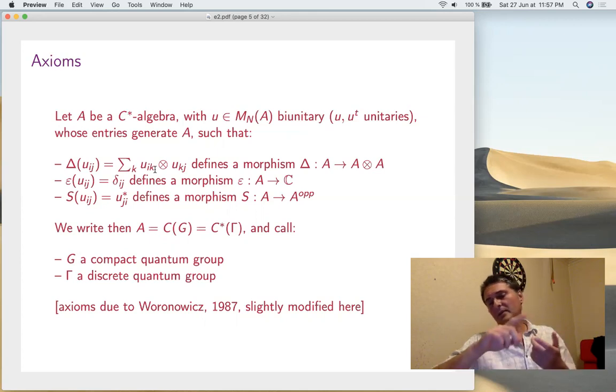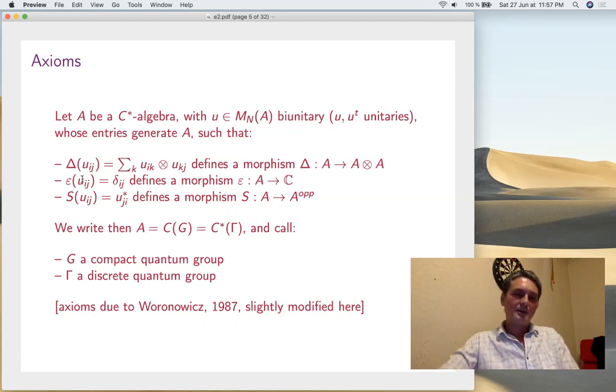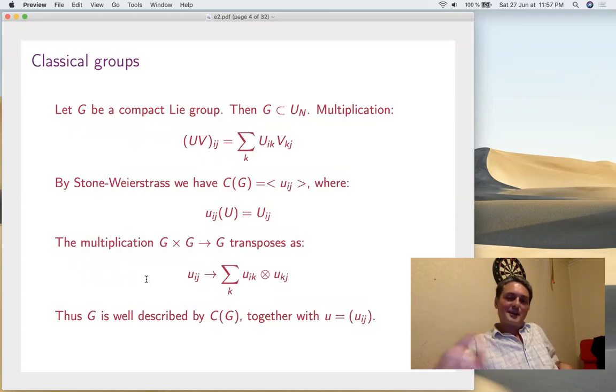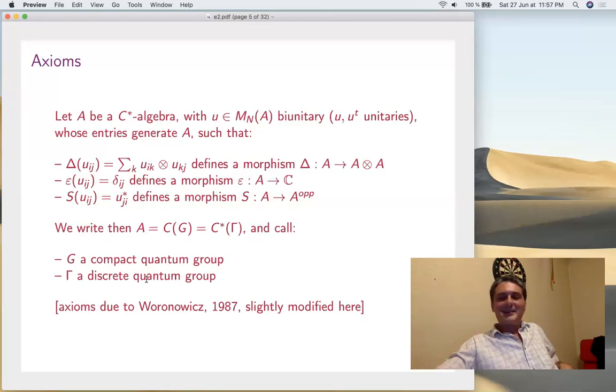Now, you also need something for the unit and the inverse, right? And these are the so-called co-unit, this map epsilon over here, and the antipode S over here. If this is the case, we have these things which are satisfied, our algebra A with our matrix U, satisfying these three things. We write it C(G) and also C-star(Gamma) actually, and we'll call G a compact quantum group and Gamma a discrete quantum group. So all this is very simple. It basically comes from here, but it's going to need some time to be understood.